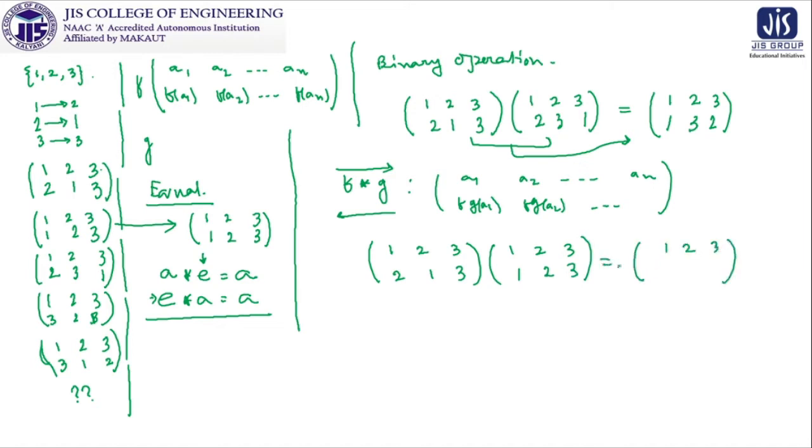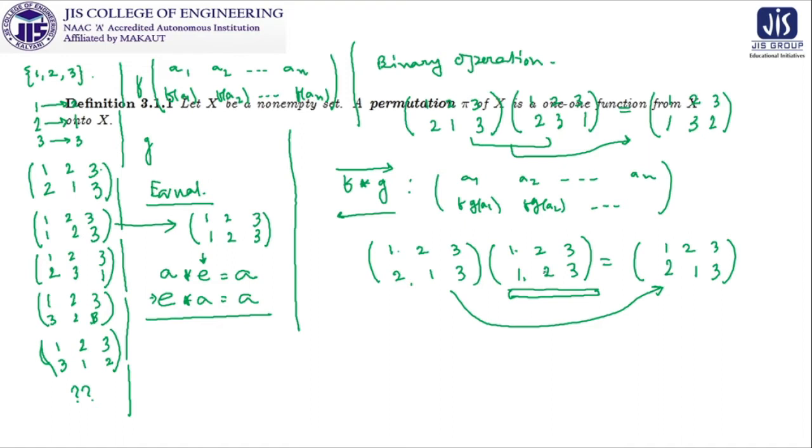So what you are going to get: 1 goes to 1, 1 goes to 2, so it will be 2. 2 goes to 2, 2 goes to 1, so it will be 1, and 3 goes to 3, 3 goes to 3, it will be 3. Look at this: though you have operated this permutation along with this one, the thing remains the same. That means you can think of this permutation as the identity permutation.